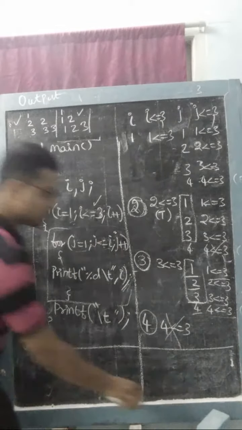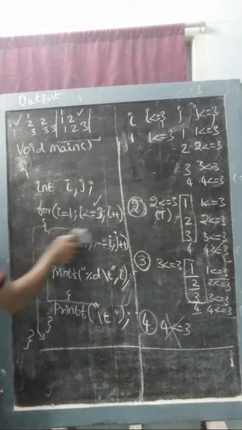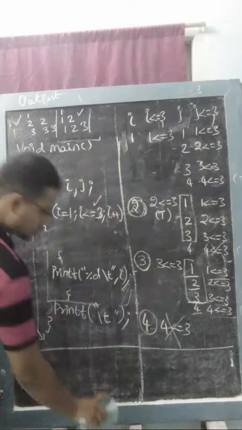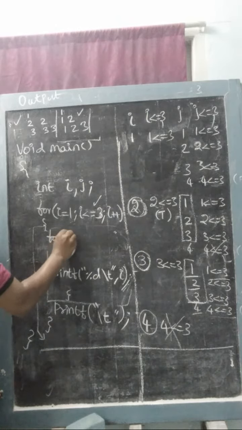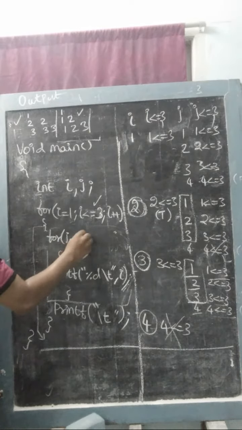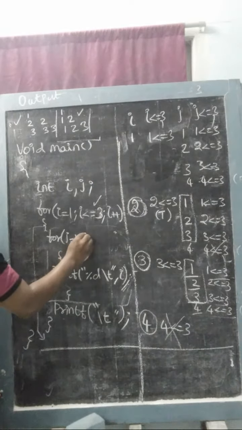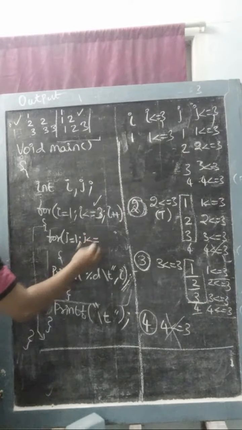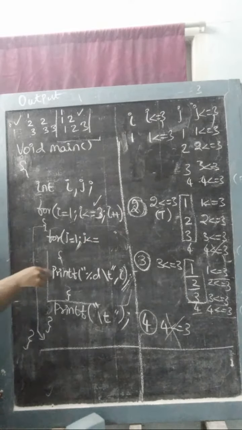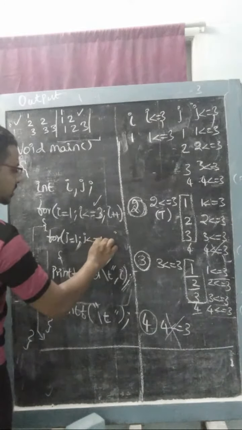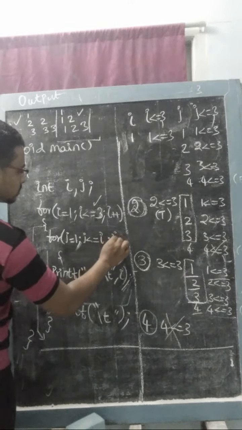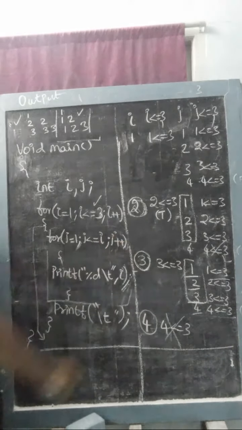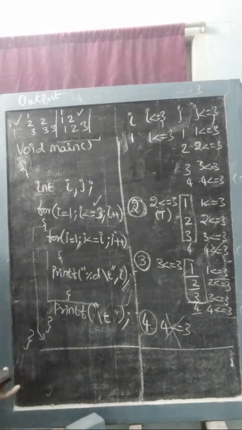I'm just rewriting the statement here for your clarity. For j is equal to 1, j less than or equal to... Previously we wrote j less than or equal to 3. But here we are going to write j less than or equal to i and then j plus plus. Okay. Shall we go? How is it working?